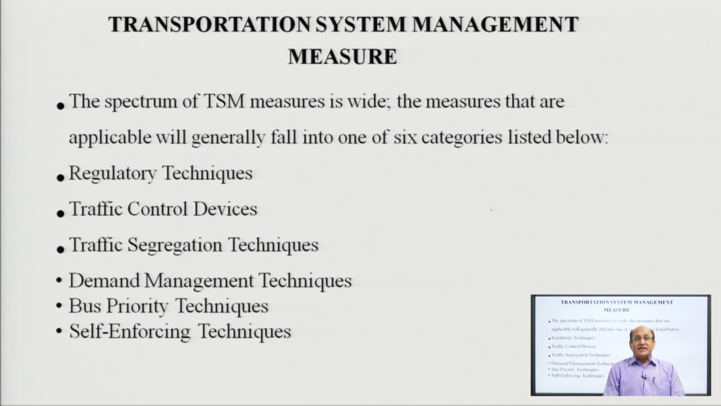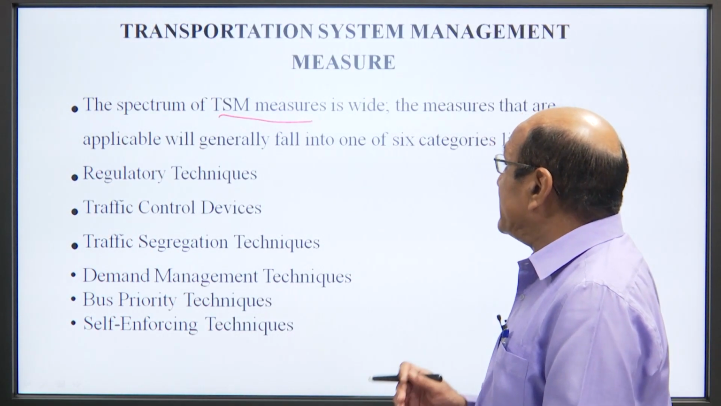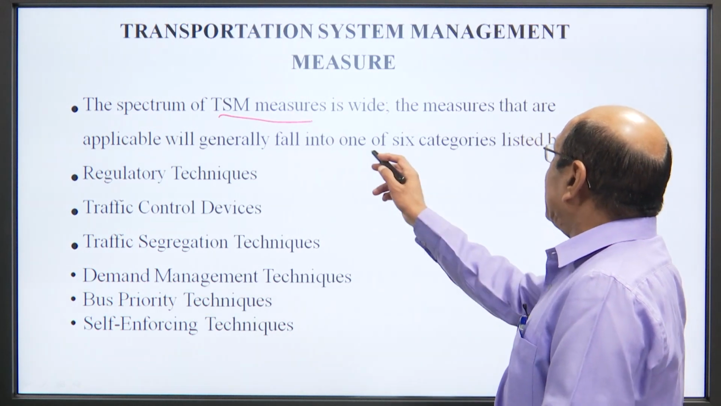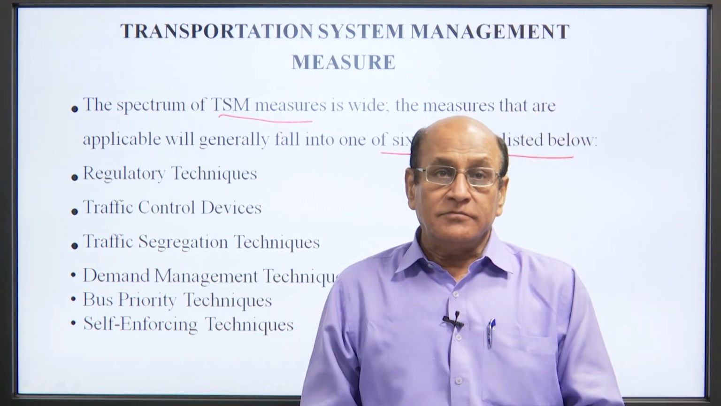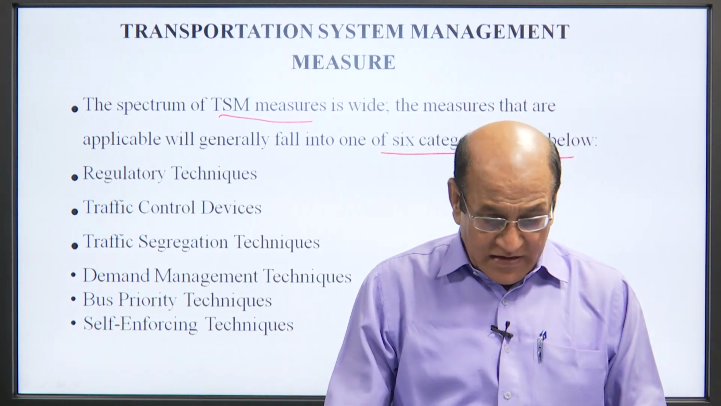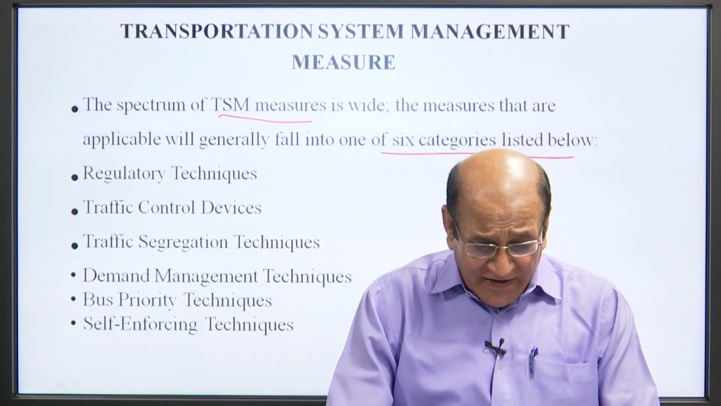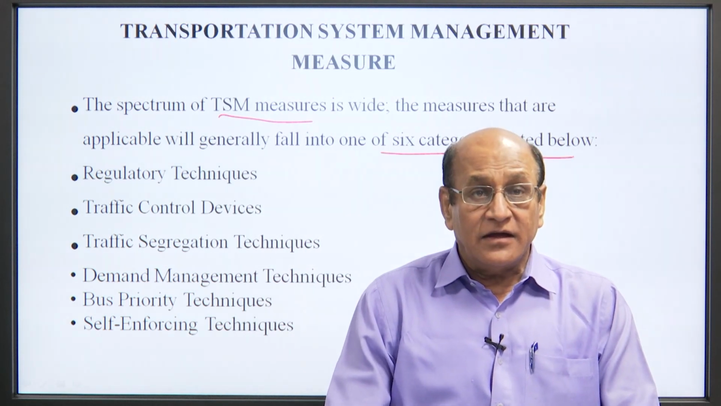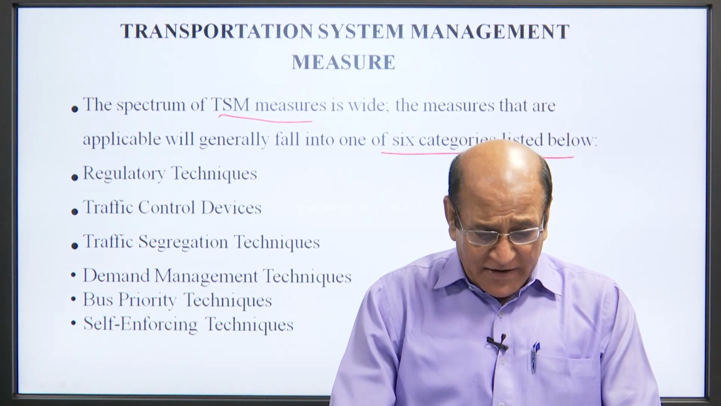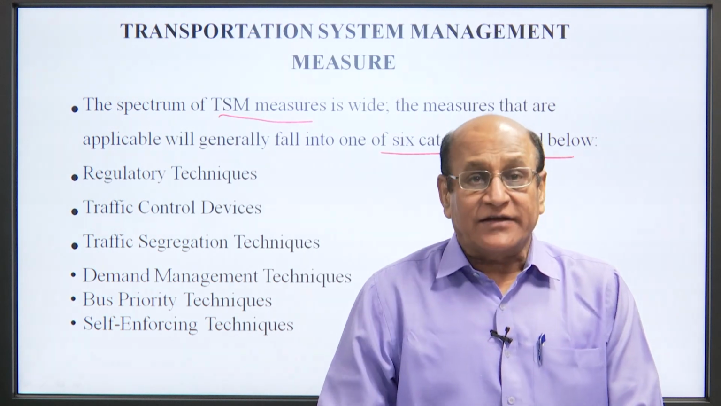Now, transportation system management measures. The spectrum of TSM measures is wide. The measures that are applicable will generally fall into one of the 6 categories listed below: regulatory technique, traffic control devices, traffic segregation technique, demand management technique, bus priority technique, self enforcing technique.